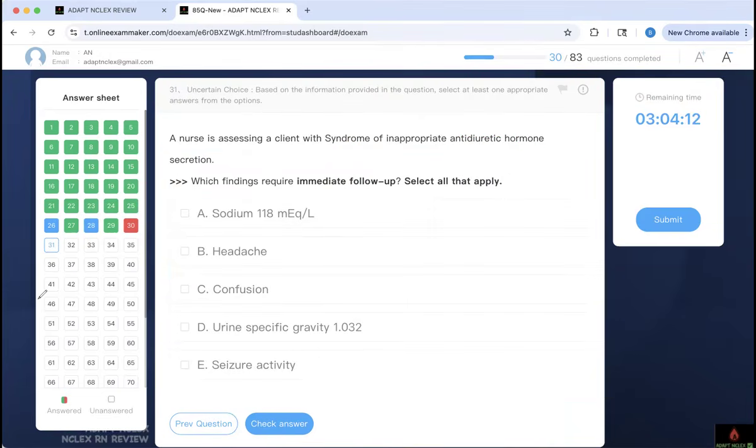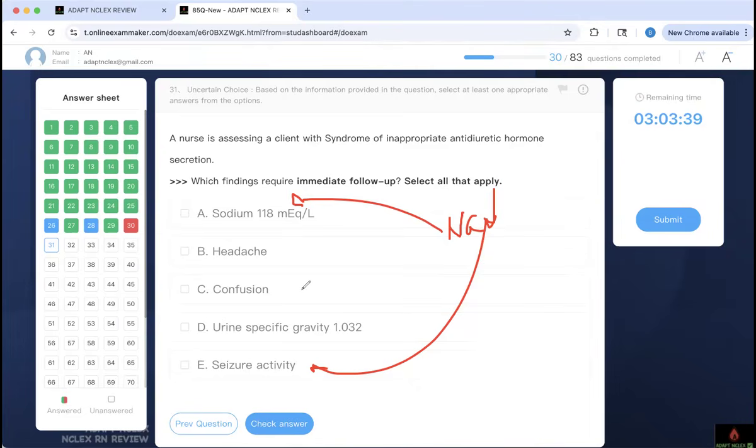Next is assessing a client with what? Syndrome of inappropriate antidiuretic hormone secretion. Which finding requires immediate follow-up? Select all that apply. Which one requires follow-up? Sodium of 118, headache, confusion, urine specific gravity of 1.032, and seizure activity. Which one would you have to do something about? This one is straightforward, right? SIADH. What does it cause? Hyponatremia. If your sodium is low, you have seizures. This sodium is what is going to cause seizures.